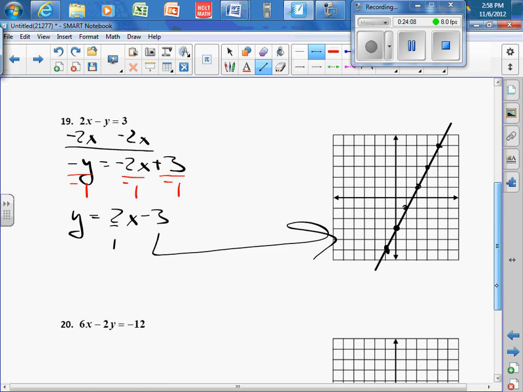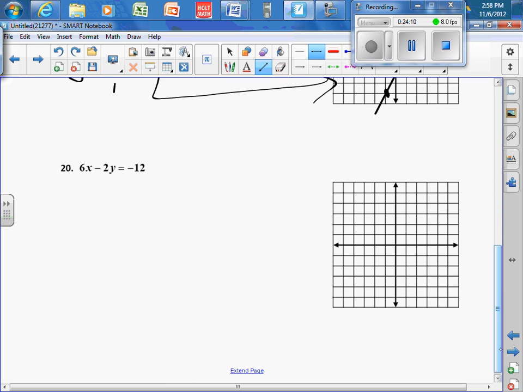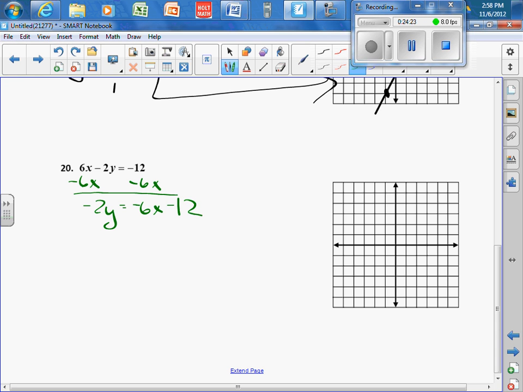Number 20, we have 6x minus 2y is equal to negative 12. Subtract the 6x from both sides. Negative 2y is equal to negative 6x minus 12. Divide through by negative 2. And we get a new equation. Y is equal to 3x plus 6.